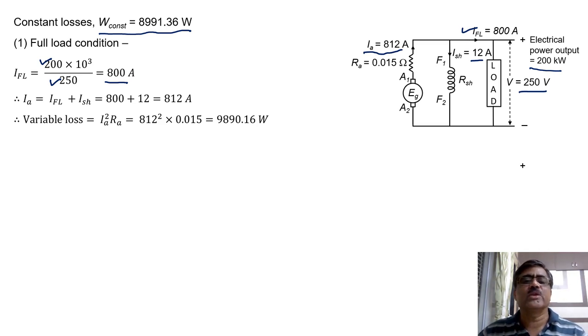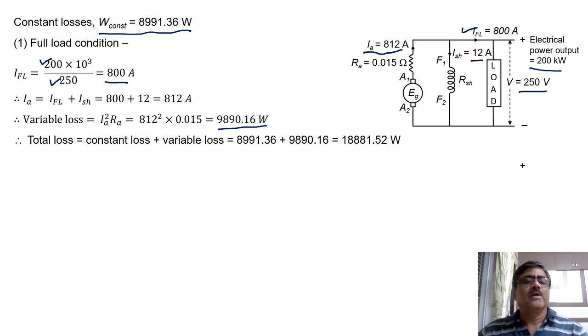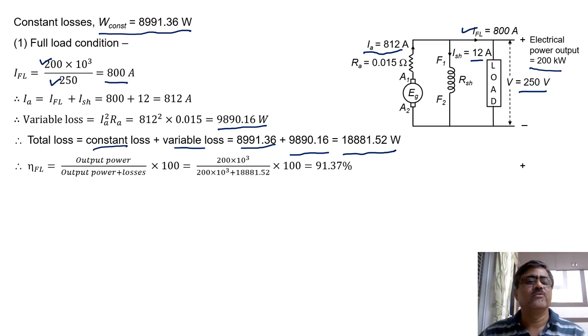Now variable loss, it is equal to IA square RA. So it is 812 square into 0.015, which is 9890.16 watt. And therefore total loss, it is equal to constant loss plus variable loss, which is 8991.36 plus 9890.16, which is equal to 18881.52 watt.